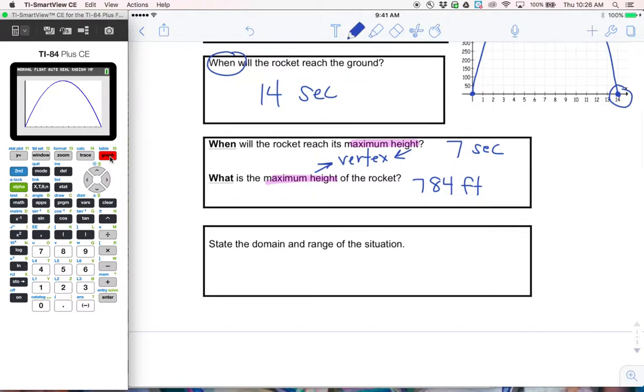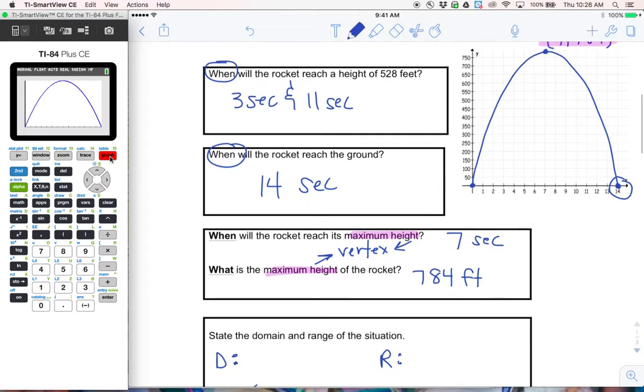All right, finally, state the domain and the range of this situation. So my domain and my range. I want you guys for domain to put all real numbers, and then I want you to cross it out. I talked a lot about how the domain for quadratics is all real numbers, which is true unless you have an actual situation with real data, in which case you have to just use the x values from your data.